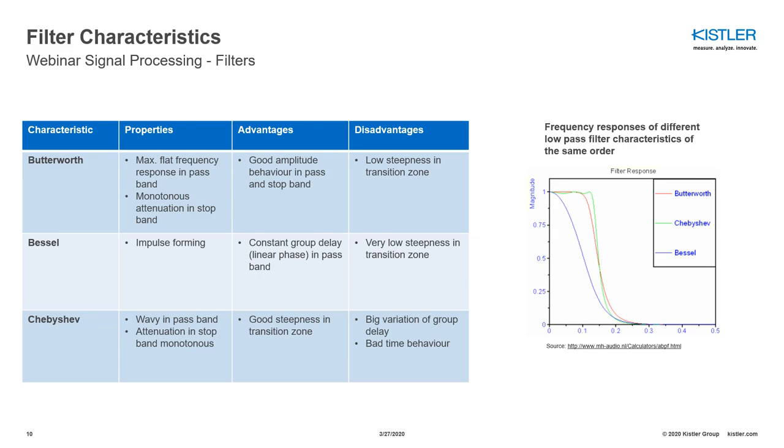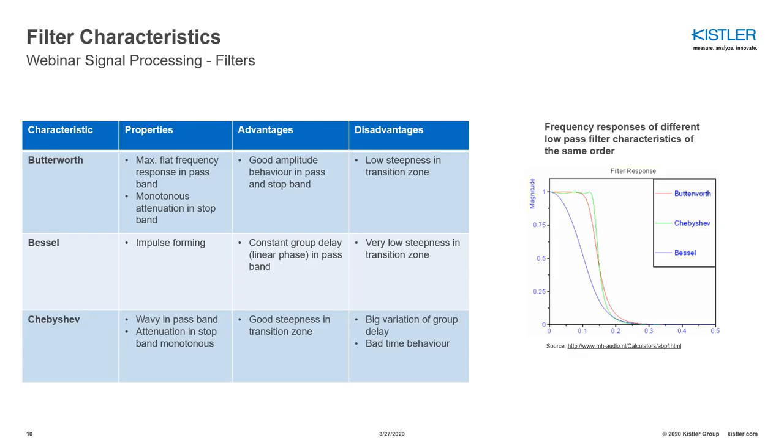When we have a look at the Butterworth characteristic, the properties here are a maximally flat frequency response in the passband and a monotonic attenuation in the stopband. You can clearly see this in the frequency response on the right. So the red curve, which is the Butterworth characteristic, is very flat in the passband. The advantage of the Butterworth characteristic is a good amplitude behavior in pass and stopband. However, the disadvantage is quite a low steepness in the transition zone.